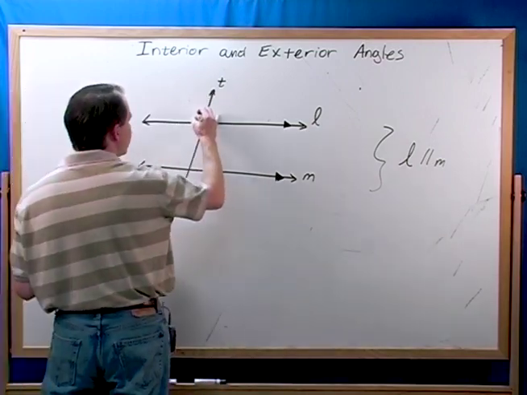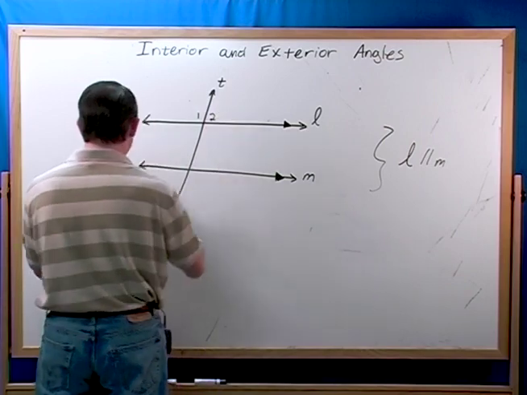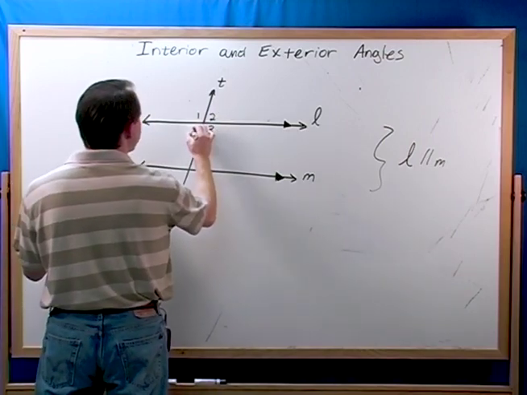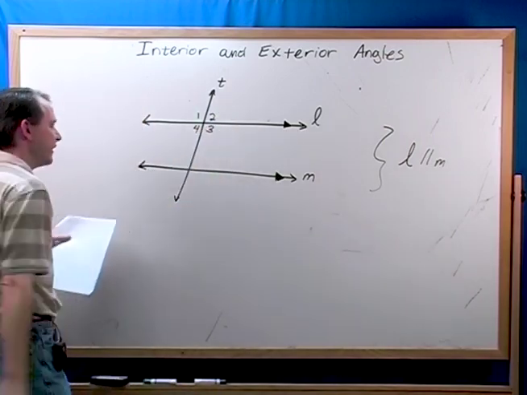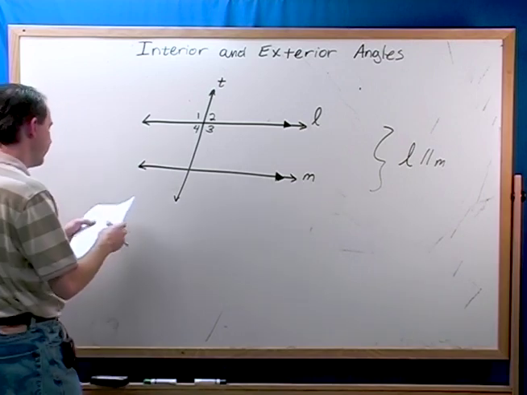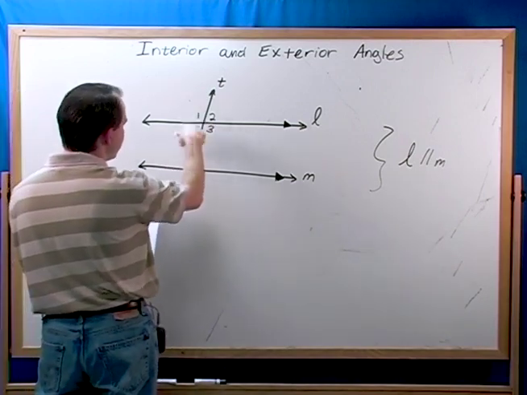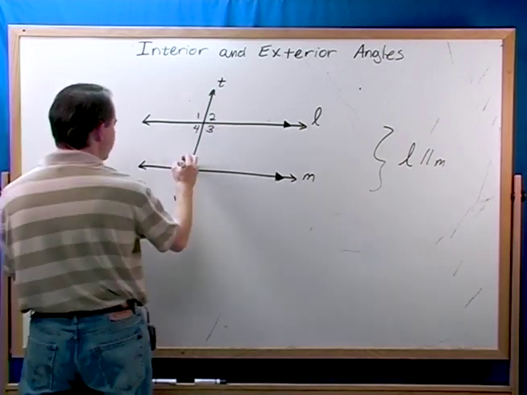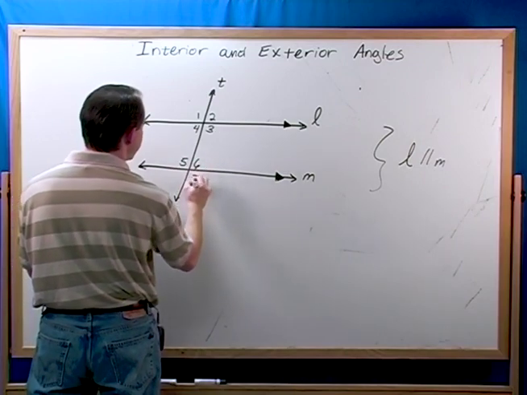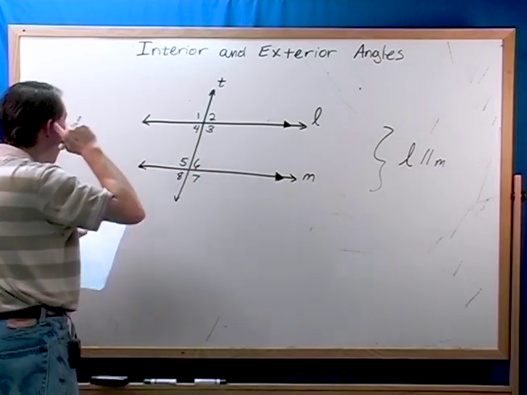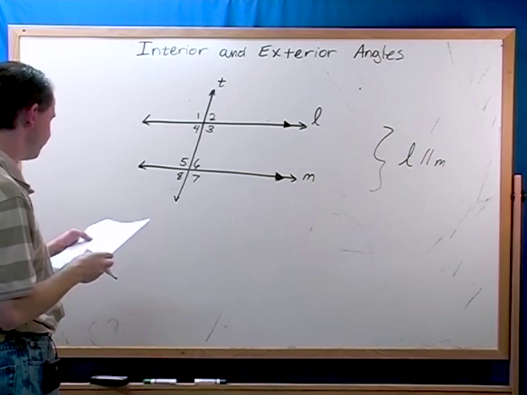Let's call this angle angle 1, this one angle 2, this one angle 3, and this one angle 4. I'm just labeling them only so that I can reference them later. There's nothing special about these numbers. I'm just putting them there so I can reference them. This one will be number 5, 6, 7, and 8. Okay, so there's 8 angles. We already just talked about that.